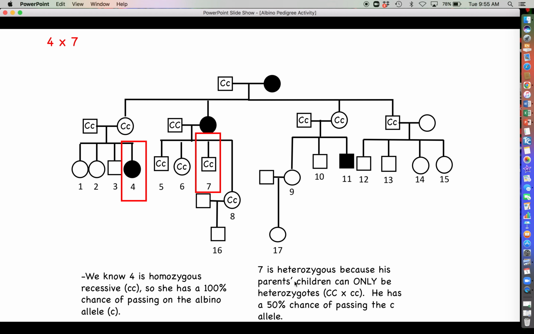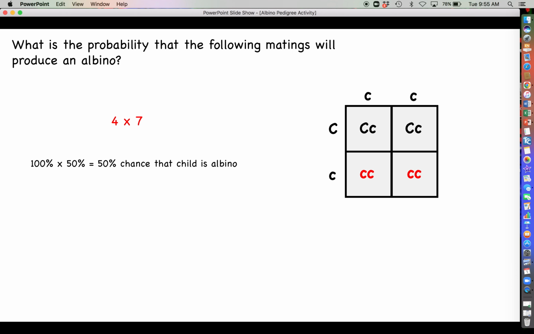So what we would do here is that since mom has a 100% chance of passing on her recessive allele and dad has a 50% chance of passing on his recessive allele, you multiply those 2 probabilities together, and you can see this also in a Punnett square. Two of the four possibilities would produce an albino child, so there is a 50% chance that if they had a child, that child would be albino.